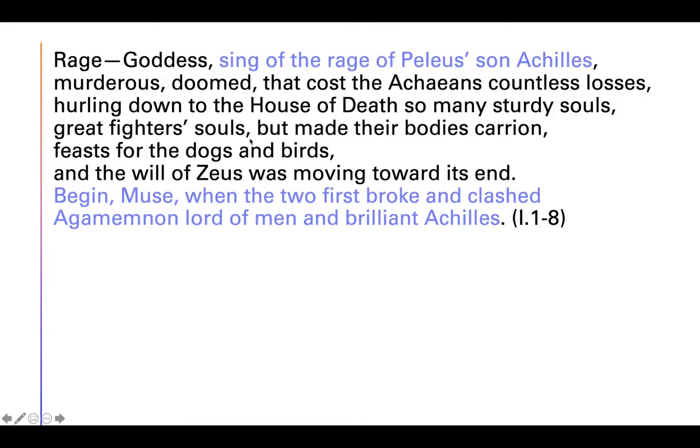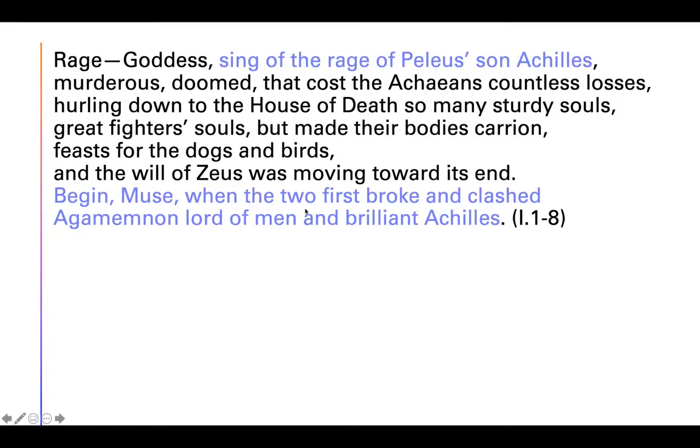rage through him. And then we sort of learn the occasion of the poem, that this is the rage that cost the death of so many fellow Greek soldiers. And then also he tells us that he wants to begin when the will of Zeus was moving towards its end. So we're going to begin near the end of the conflict of the Trojan War. And then Homer chooses to begin, muse, when the two first broke and clashed. Which two? Agamemnon and brilliant Achilles.